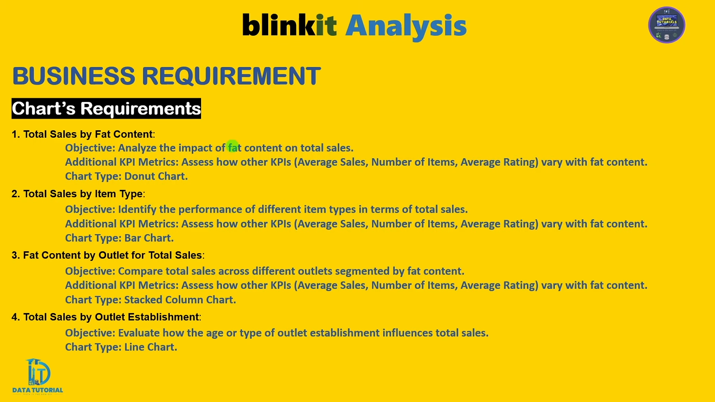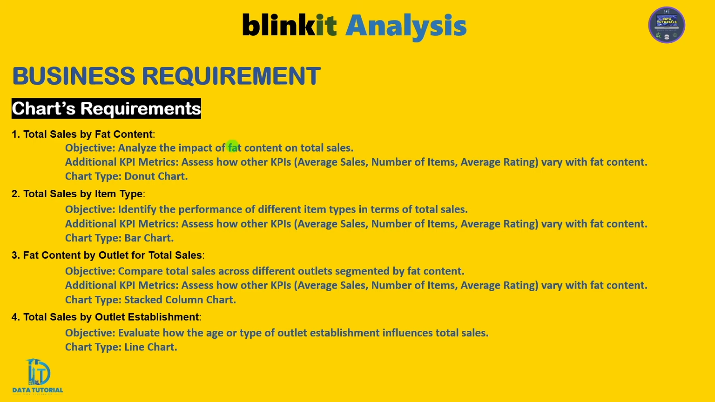Third, we will be finding out fat content by outlet for total sales, right? So the same thing for fat content based on different outlets, how it is performing, and with the same additional metrics, right? So these three charts give us an idea of what product we are selling, right? And from the fourth, if you can see, we are analyzing the outlet establishment, right?